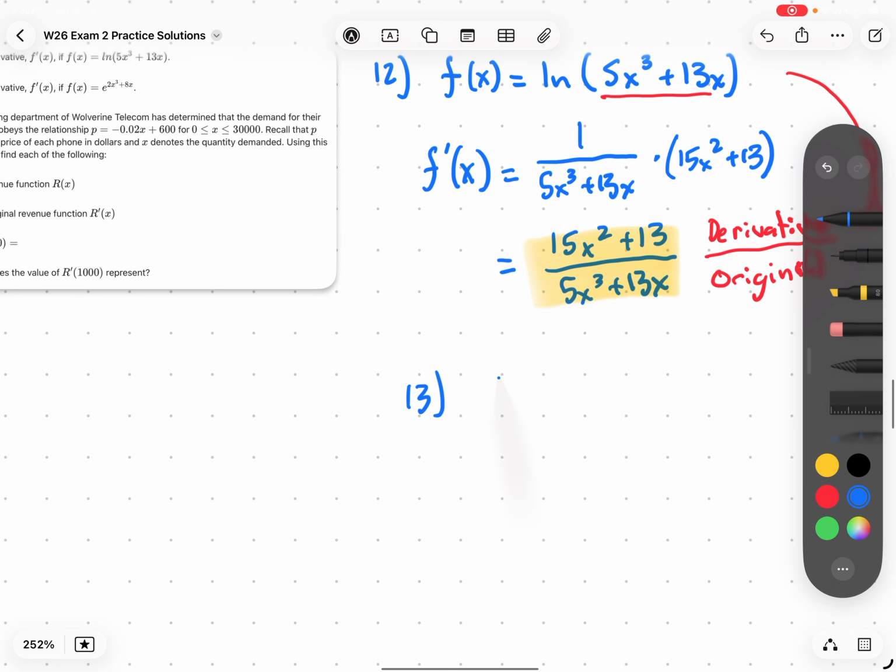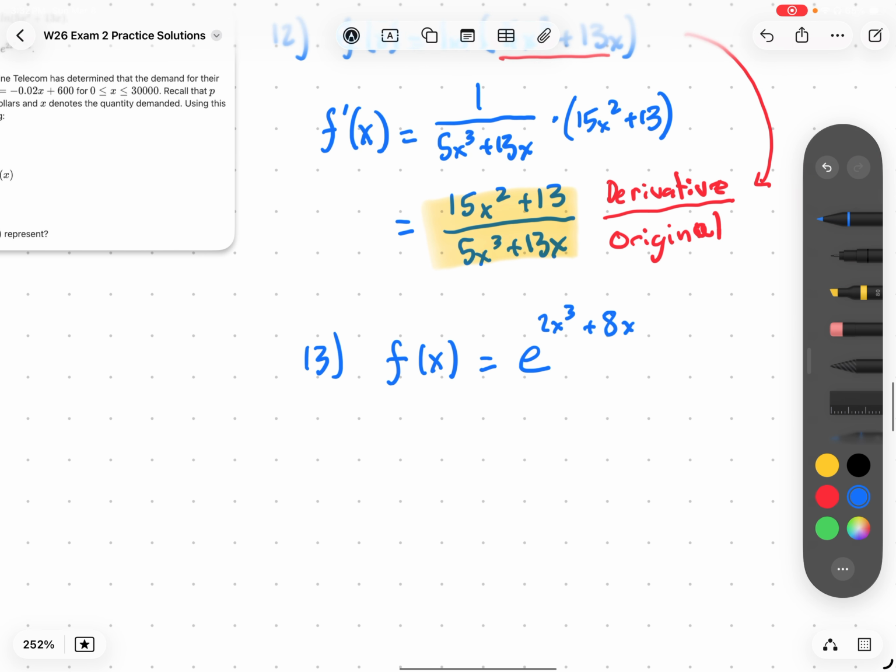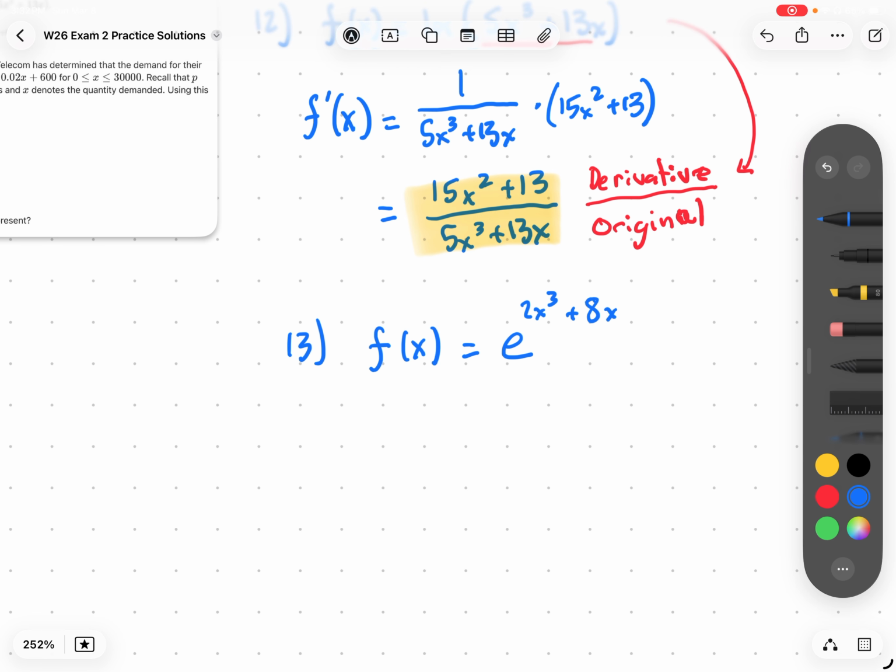We love functions that have e to the in them. So I'm going to rewrite this one here. It's e to the 2x cubed plus 8x. The whole exponent is 2x cubed plus 8x. Okay. Now, we already know that the derivative of e to the x is e to the x, so we don't really have to do anything except because this is a composition, we have to follow the chain rule.